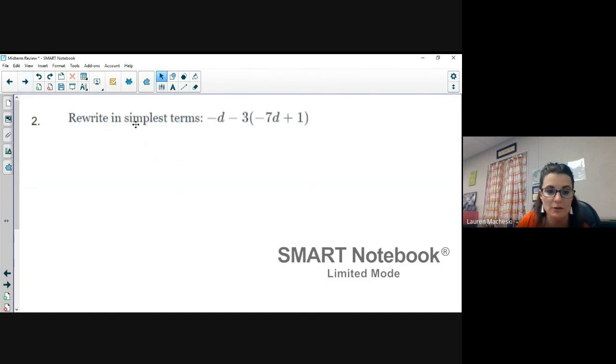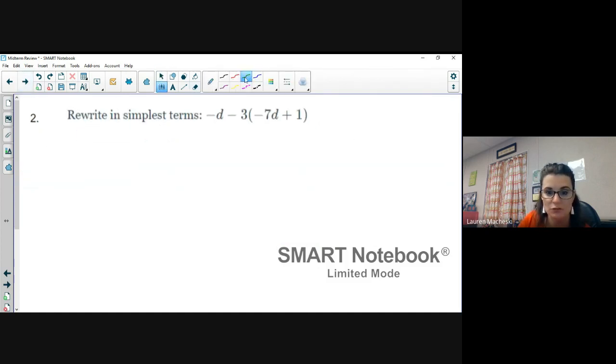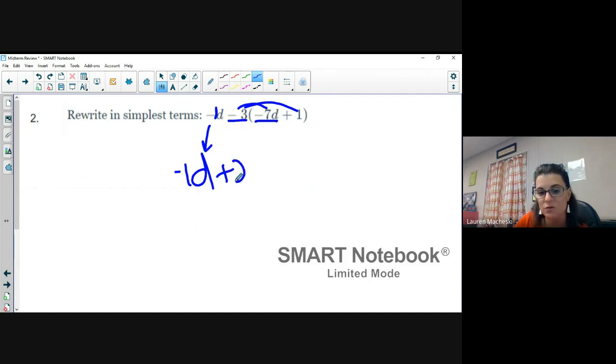All right, another rewrite in simplest form just to refresh us. So there's a 1 there. I'm going to make sure I have that. I got parentheses again, so I'm going to distribute the -3. So keep my -1D. -3 times 7D is positive 21D. -3 times positive 1 is -3.